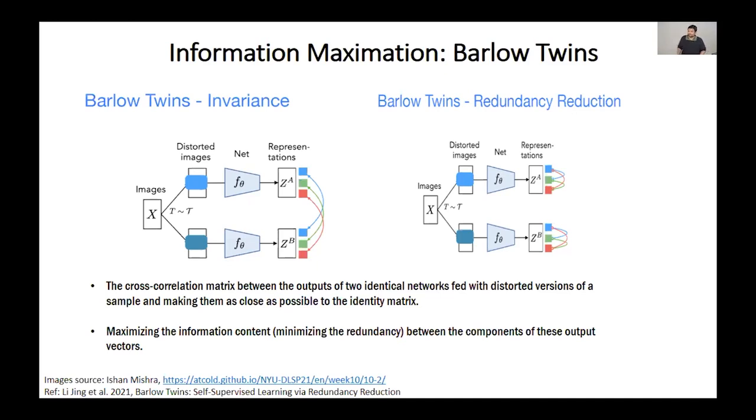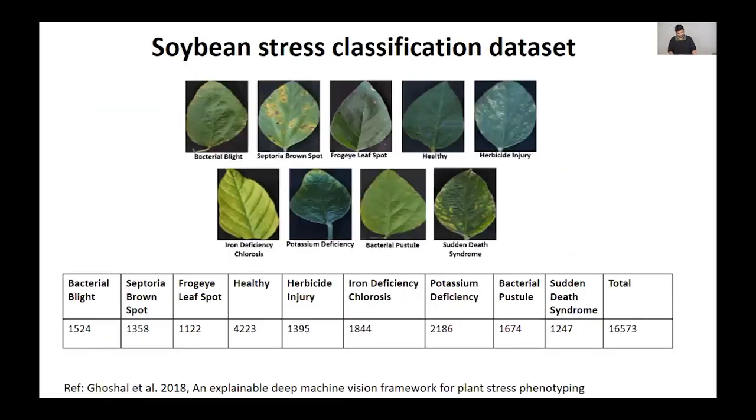We want to use different sections of neurons efficiently by learning different concepts. The data set today that I'll be using is the soybean stress classification data set. This data set was collected by Professor Arthi Singh's group at Iowa State. In total, we had approximately 16,500 images, and we have 9 classes. 8 were infected and 1 was healthy.